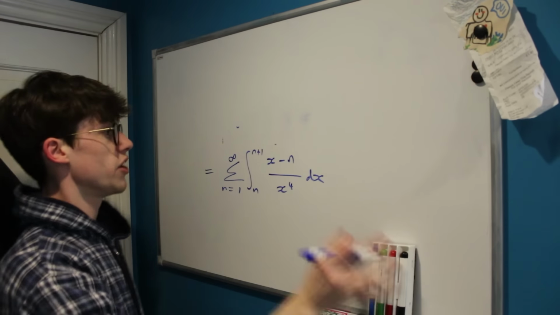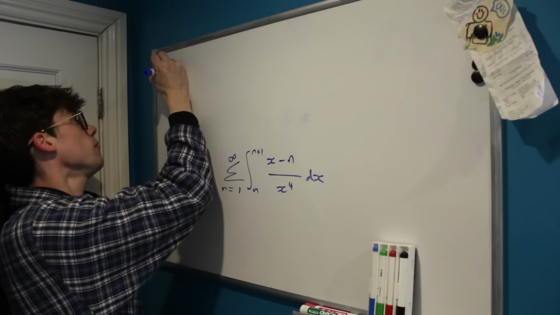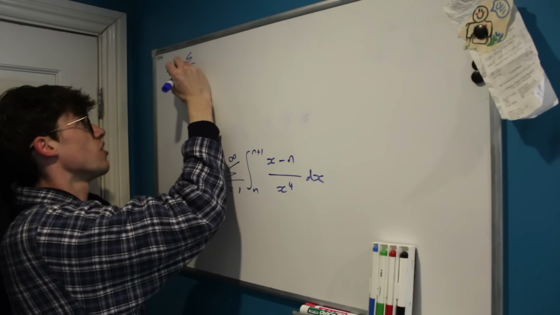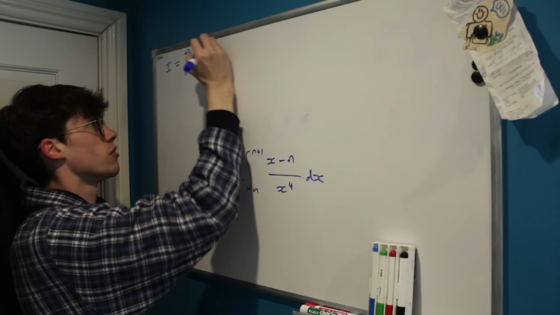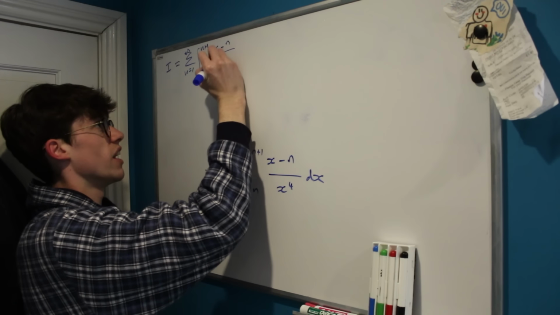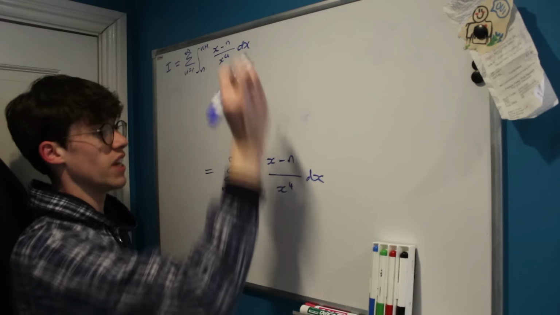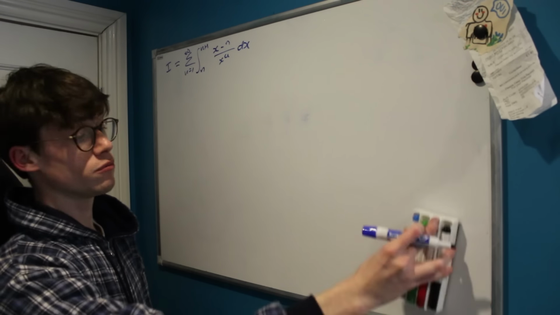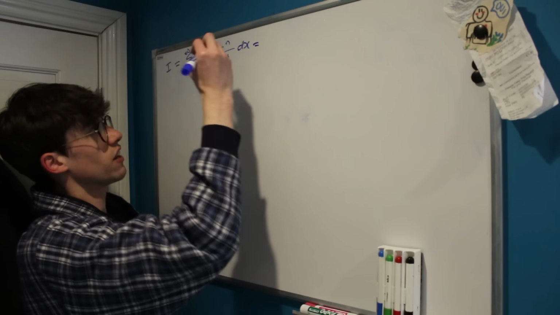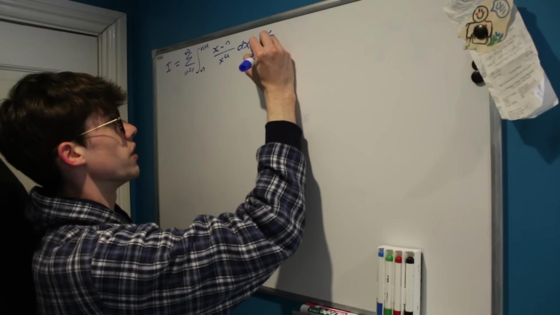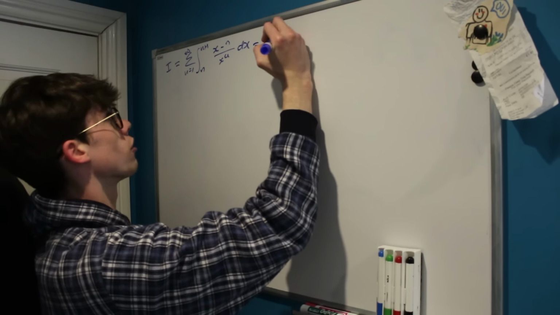And so we're going to define our integral, which I'm going to call I, as being equal to this sum from 1 to infinity of the integral from n to n plus 1 of (x minus n) over x to the 4 dx. And we could honestly just use power rule to integrate this, because if we simplify x over x to the 4, that's going to be x to the negative 3.